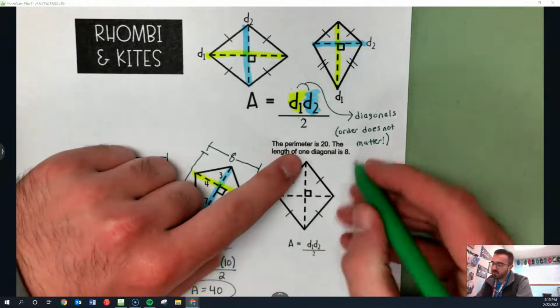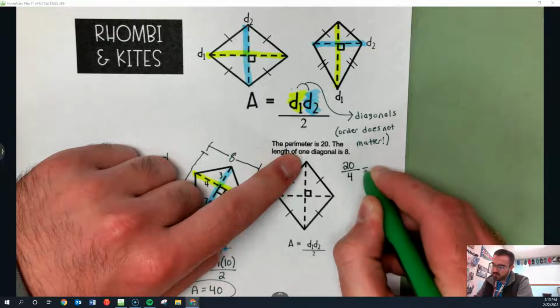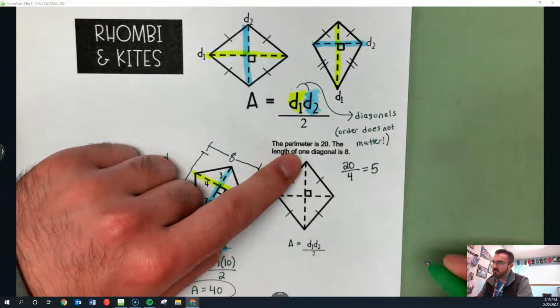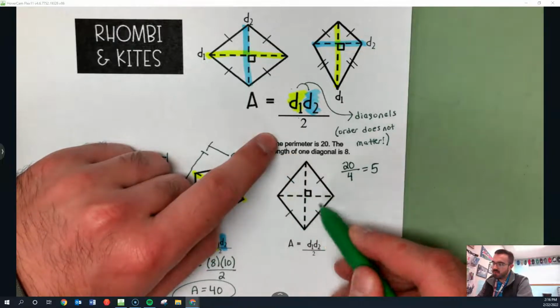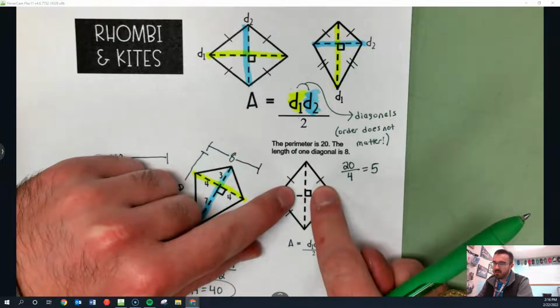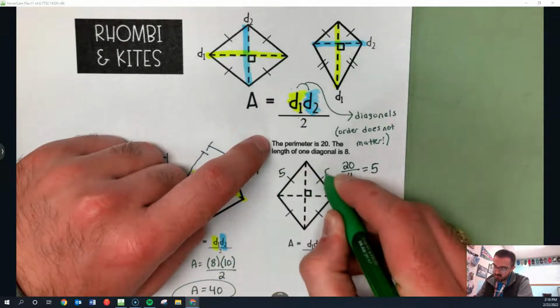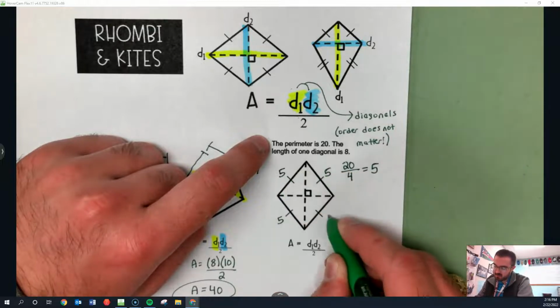So if the perimeter is 20 and all the sides are the same, I can do 20 divided by 4 to equal 5. Let me pause and make sure you're okay with that. If all of the sides add up to 20 and I want to know the measure of one, they're all the same, just divide by 4. So this is 5, this is 5, this is 5, this is 5.